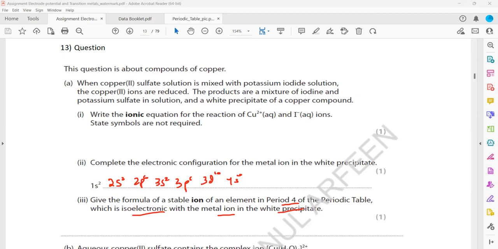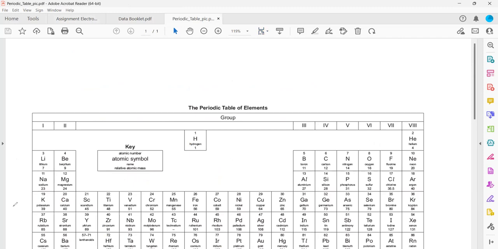So basically, the copper +1 ion has 28 electrons. So which ion in period 4 has the same? First we check: this is period 1, period 2, period 3, and this is period 4. We want 29 electrons, 28 electrons. So copper +1 has 28 electrons, and we want to check which ion will have 28 electrons.